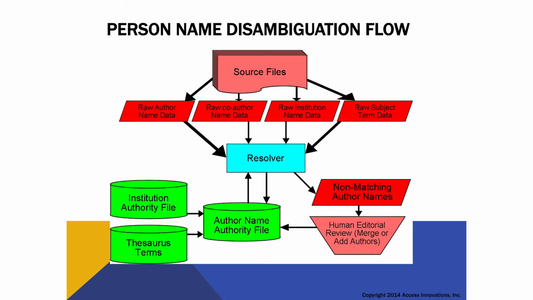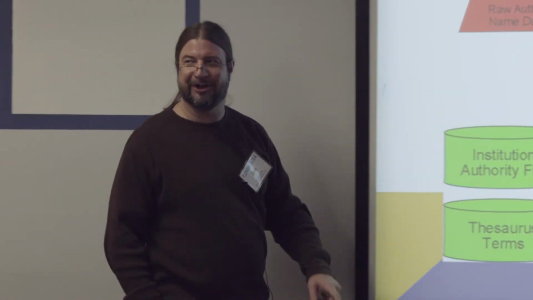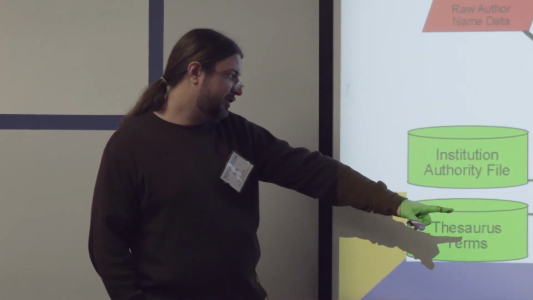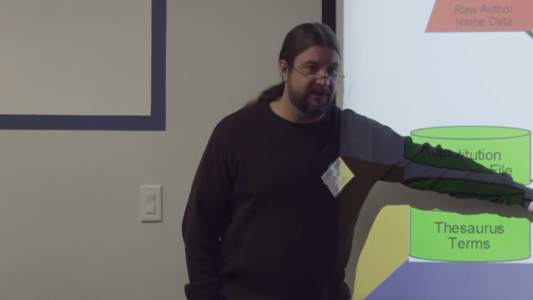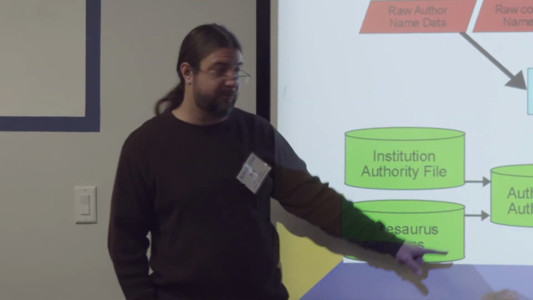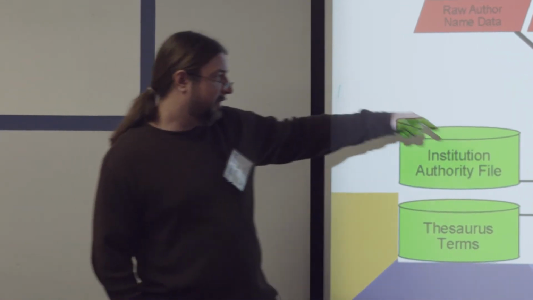So we take the raw data from the source files, take the name out, take the co-authors out, take the institutions out, take the subject terms out, and put them in our magic box, which I'll talk a little bit more about. And then the workflow is pretty much the same as the institutions. There's a name file that gets checked against. We already have a repository of thesaurus terms that are connected with the authority file. This is the fingerprints. An institution authority file.